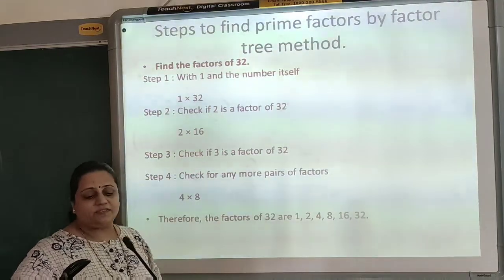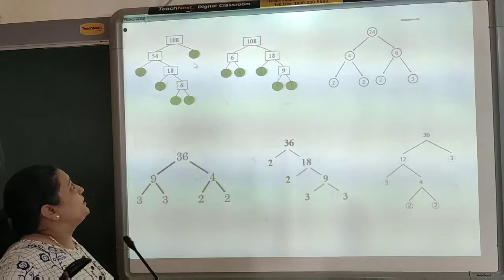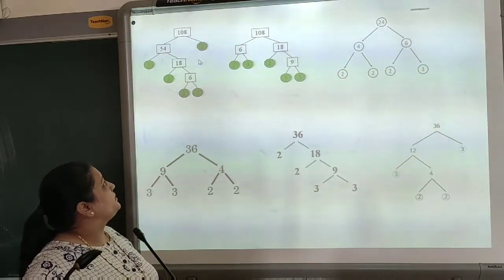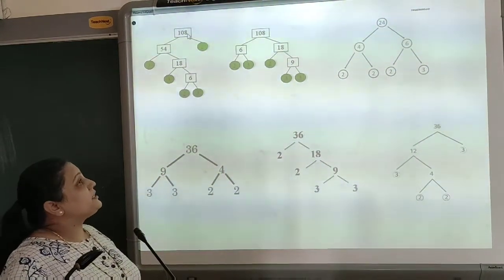So these are the 6 factors for 32. Now how to draw a factor tree? See here, 108. I have drawn 2 different factor trees for 108. Now 108 is a composite number.